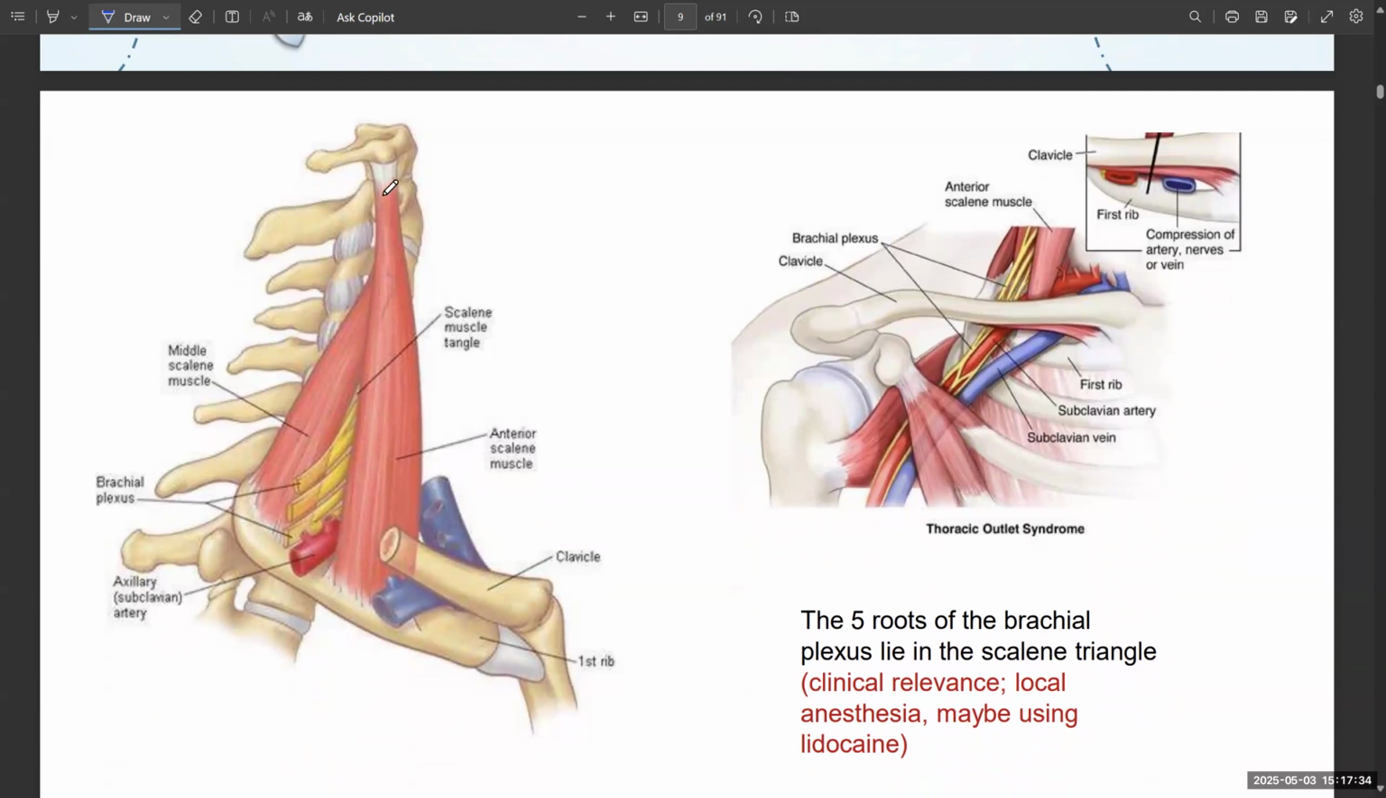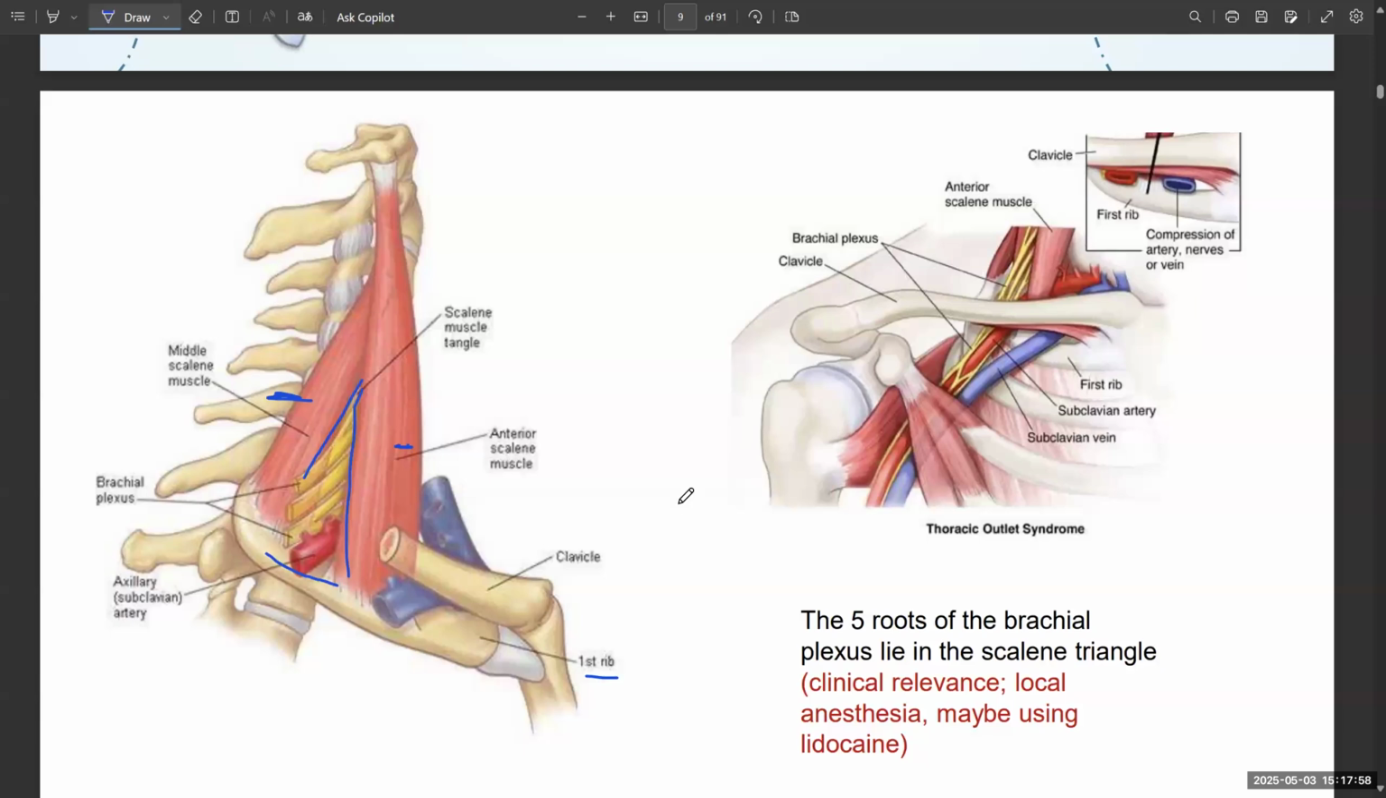Now let's look at this diagram over here. What we can see here are these two red things. These are the muscles. So this is the anterior scalene muscle, and this is the middle scalene muscle. Okay. And over here we can see the first rib. So we can see there's a little triangle that we can form. And the roots of the brachial plexus basically lie in this triangle.